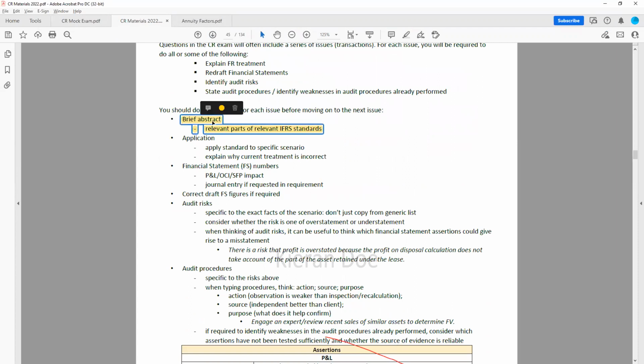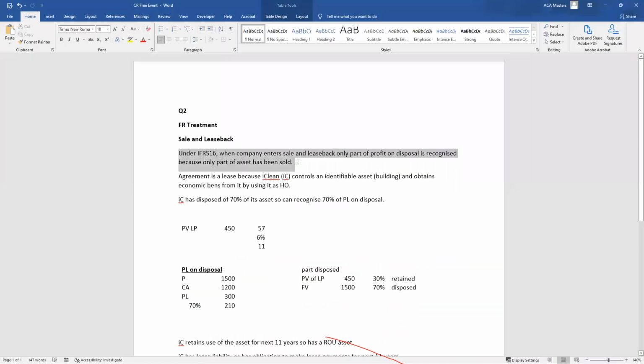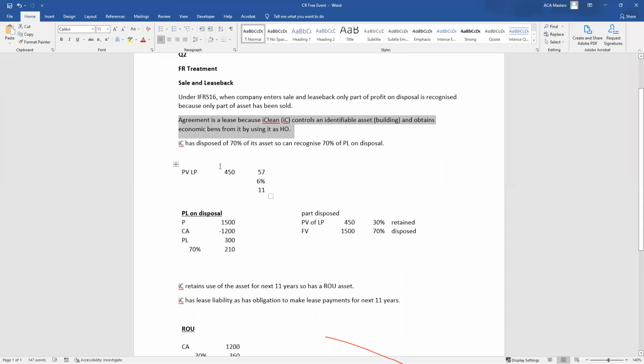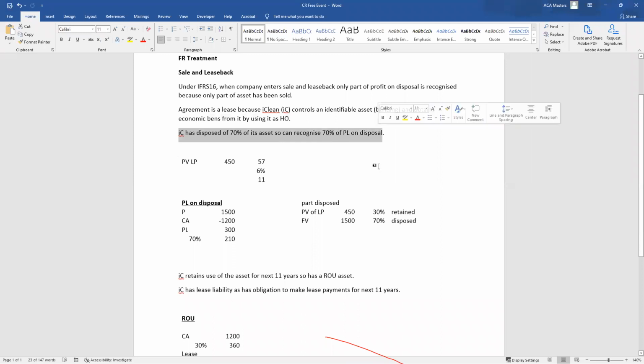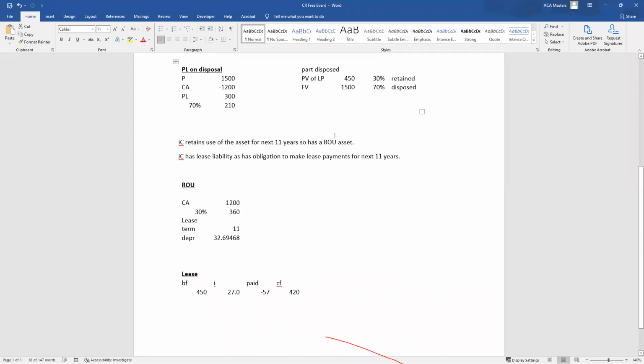So we started off with the relevant parts of the standard. We've then applied it to the scenario, and we've said how this should have been accounted for. So we've briefly said, under IFRS 16, only part of the profit or loss on the disposal should be recognised. And then we've applied it to the scenario, saying it's a lease. We've worked out what portion they've actually disposed of, what profit or loss on disposal should have been recognised, and that a right of use asset should be recognised as well, and a lease liability as well.